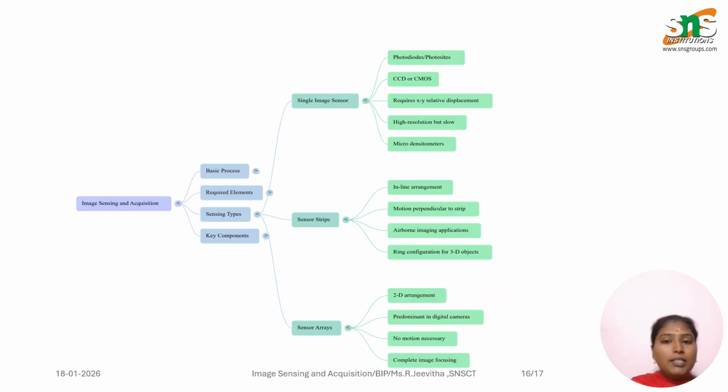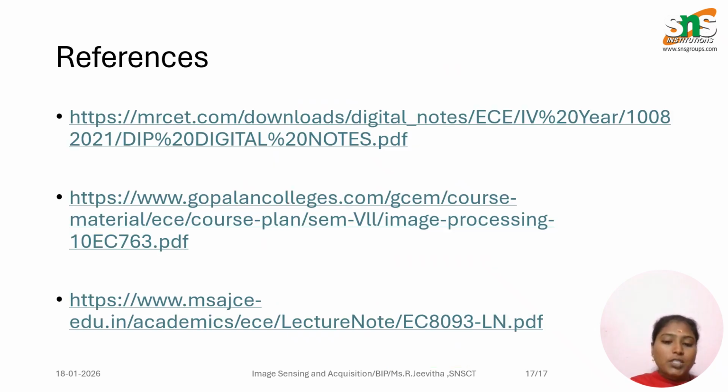To summarize, image sensing and acquisition convert real-world energy into digital images. Sensors capture energy, digitizers convert the signals into digital form, and different sensing methods are used based on the application needs. This process forms the foundation of all image processing operations.